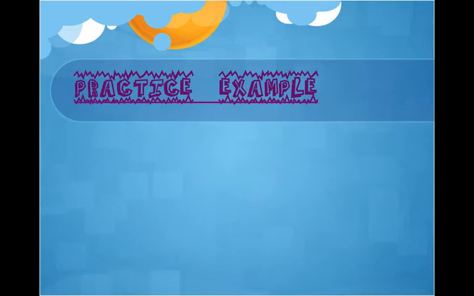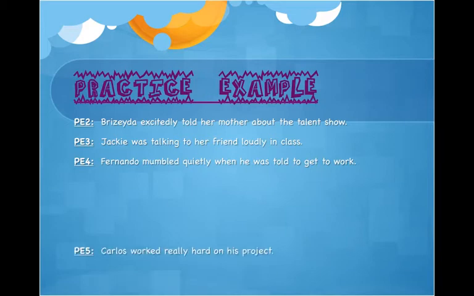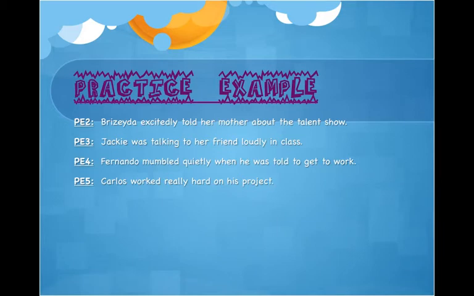Let's look at the rest of the practice examples. Practice example number 2. Brizada excitedly told her mother about the talent show. Practice example number 3. Jackie was talking to her friend loudly in class. Practice example number 4. Fernando mumbled quietly when he was told to get to work. Practice example number 5. Carlos worked really hard on his project. Practice example number 6. Jasmine suddenly decided to read a different book for class.